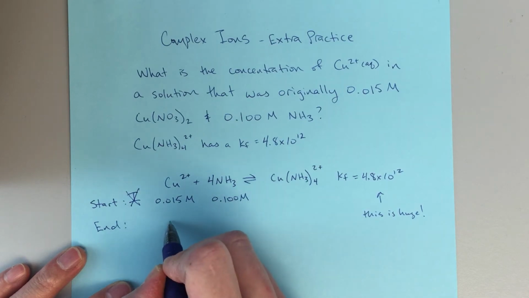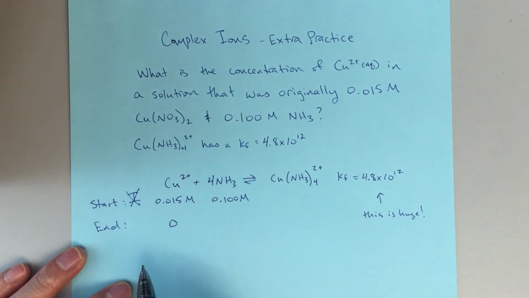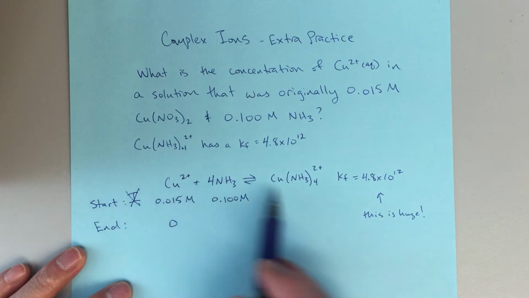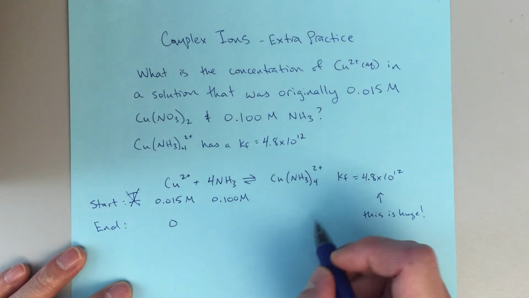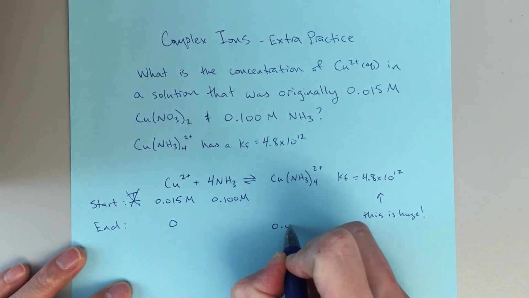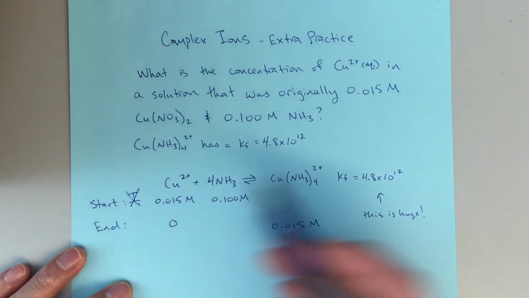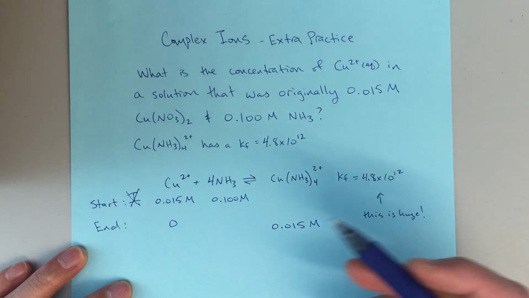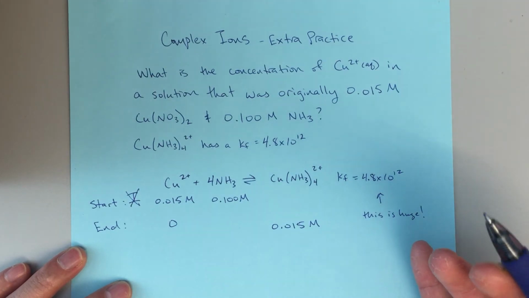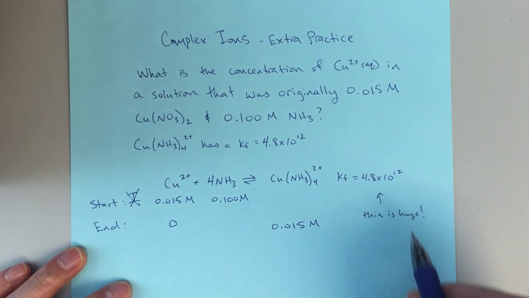Limiting reactant, so here 0.015, that's going to be the limiting reactant. I'm going to end up with 0 copper 2+. All of this copper 2+ will turn into the copper complex, so I'll have 0.015 molar copper NH3 complex once this reaction has gone to completion. Again, I'm treating this as a reaction that goes to completion first because this Kf is so huge.